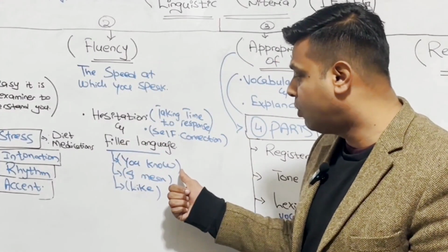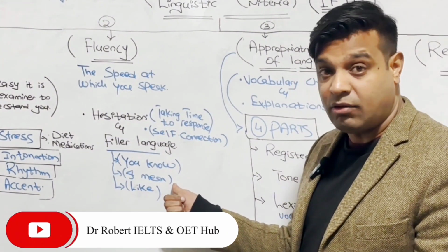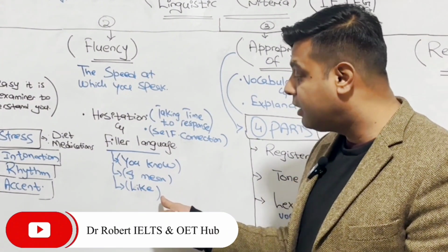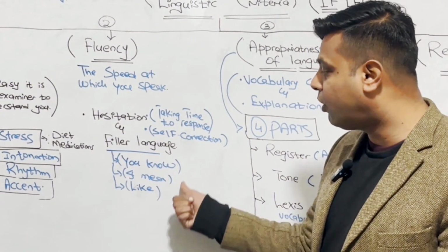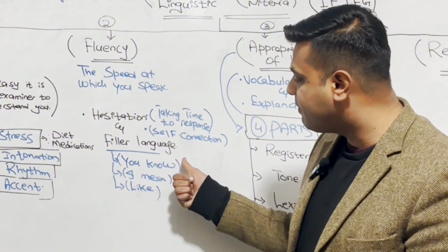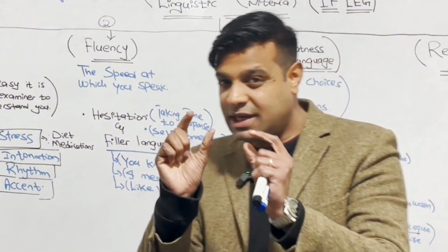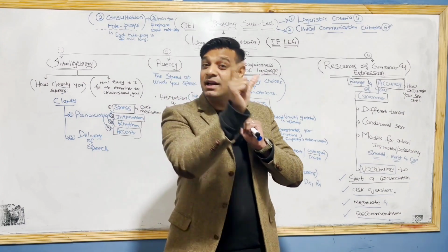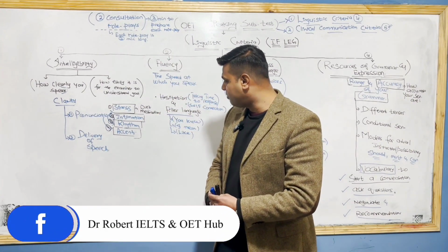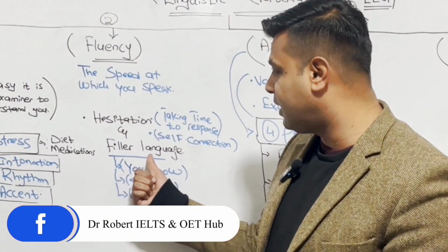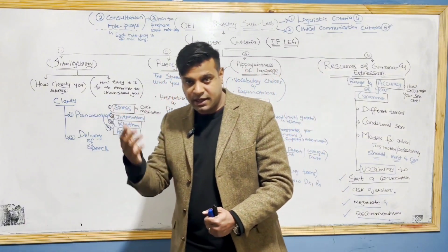They use more often, I mean, that's what I mean, like. So these are the style of your informal language. Basically, these are things people use to fill their language to take time to think what they're going to speak in the next sentence. Now, don't be a filler language person, be a fluent person in your OET speaking.